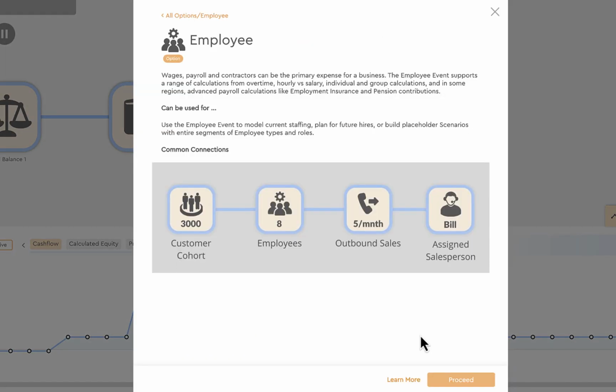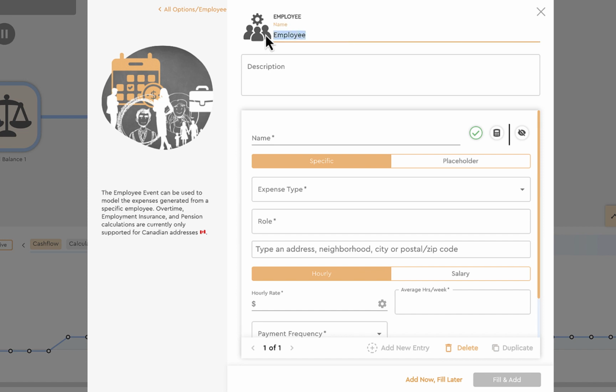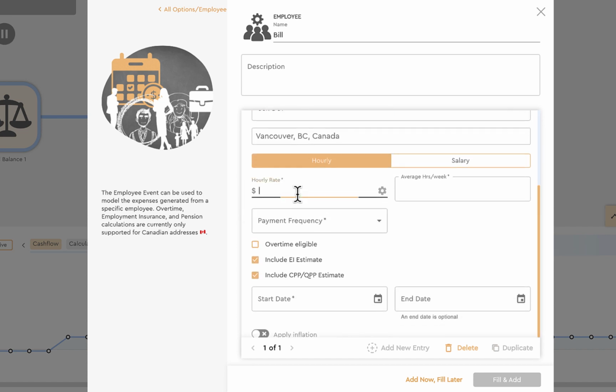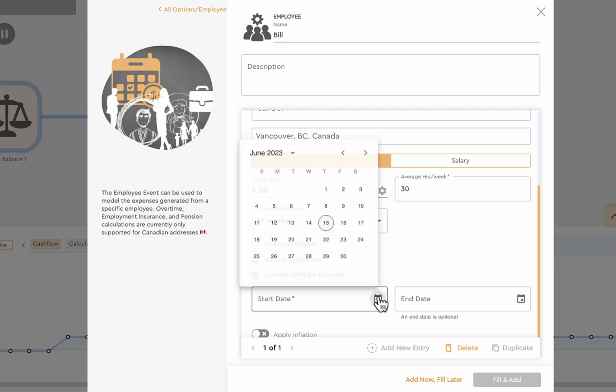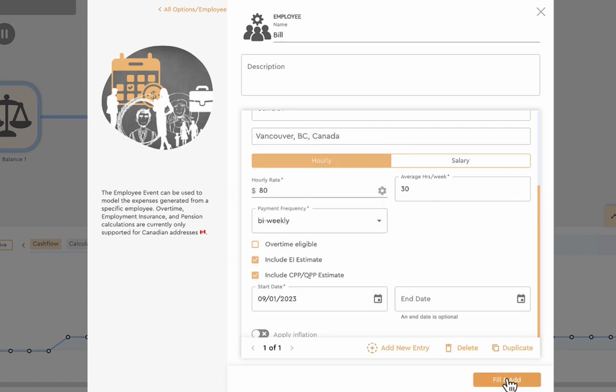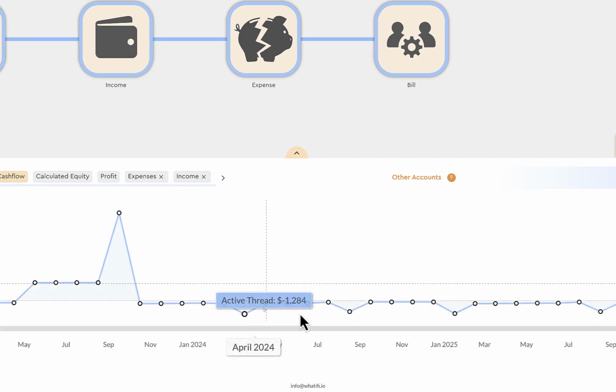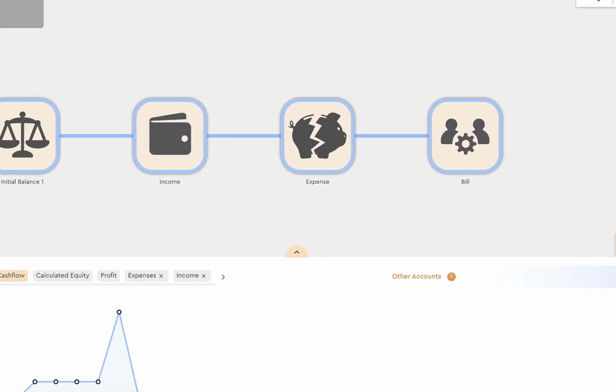Next up, let's add Bill. Bill is a senior developer. He's going to be an employment expense. He's based in Vancouver. And he's $80 an hour, but he's only able to work 30 hours a week, and he's paid bi-weekly. The start date's going to be in September. So here we can see those bi-weekly payments.